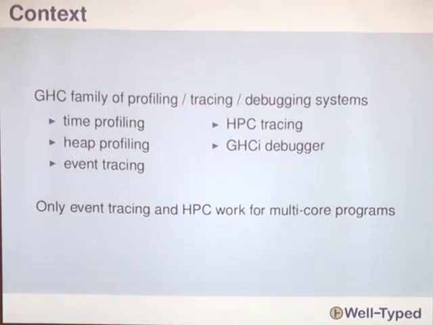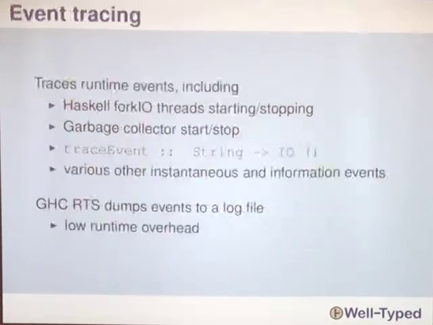So where does this fit in the context of the family of various GHC tracing and profiling systems? You've got time profiling and heap profiling. The HPC code coverage is sort of related, and the GHC debugger. But the thing that we'll be talking about is event tracing. I'm not actually quite sure about HPC, but this is really the main one at the moment that works in parallel. The other ones don't work in the threaded runtime, if you're using more than one core.